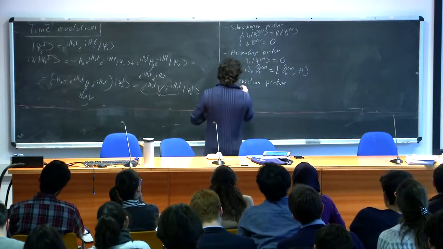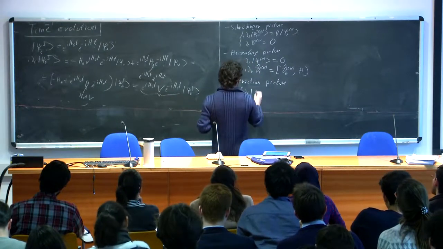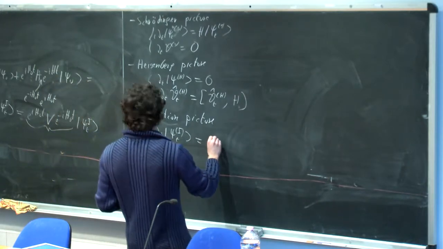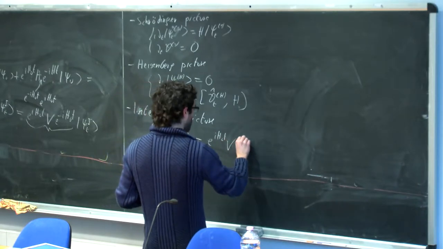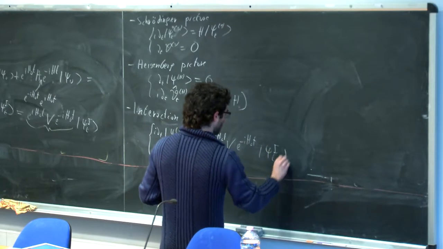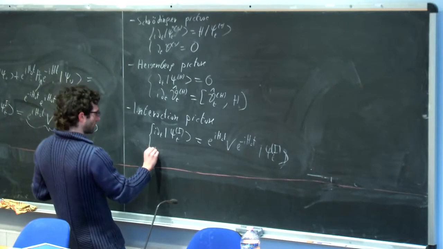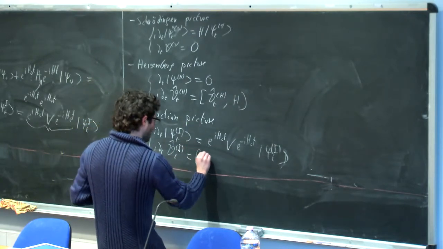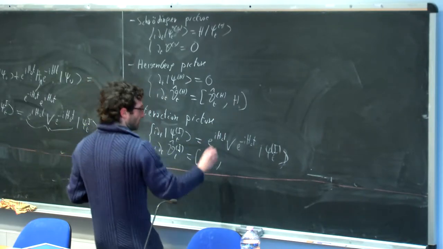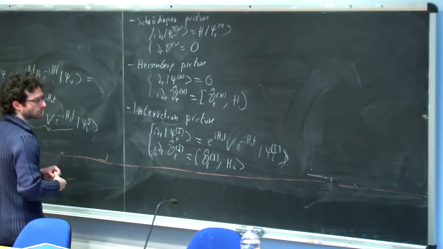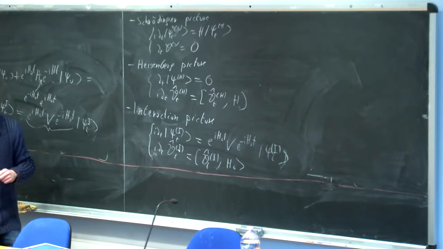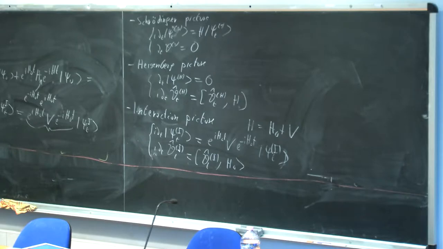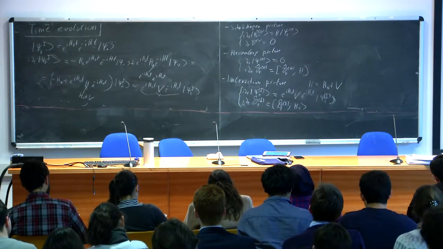We have that the state time evolved is according to this equation. So we have i times the time derivative of psi interaction picture of t is equal to this, e to the i H0 t V e to the minus i H0 t psi interaction of t. And the observables evolve according to this equation, O interaction of t is equal to... Let's write H here. The three standard pictures where we can study time evolution in quantum mechanics.